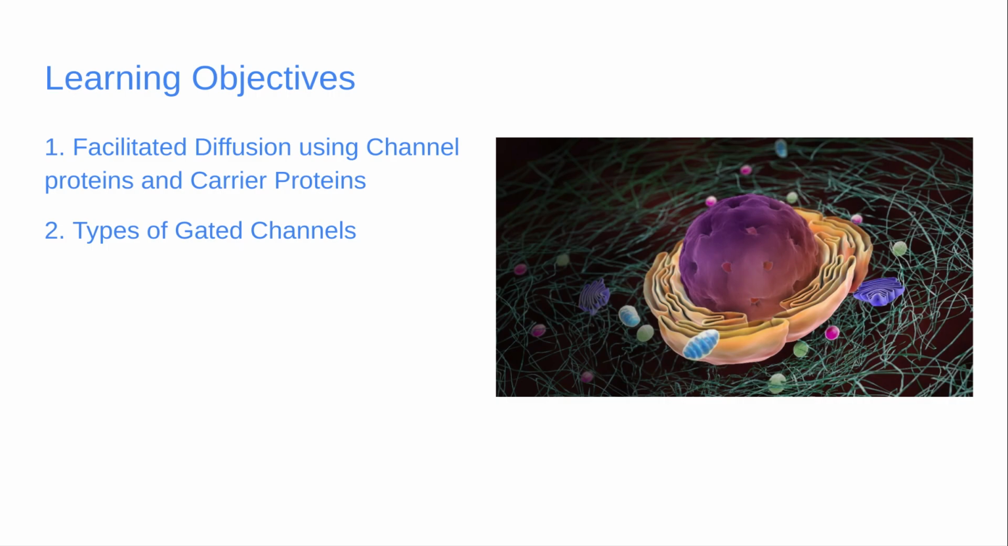This chapter is basically an extension of the previous chapter, where we were looking at different types of transport, active and passive transport. In this chapter, we are going to look at how facilitated diffusion happens and the proteins that are involved in facilitated diffusion. That includes channel proteins and carrier proteins. And we are also going to look at subtypes of these channel proteins, the ones that are gated and not gated, and how they are different.